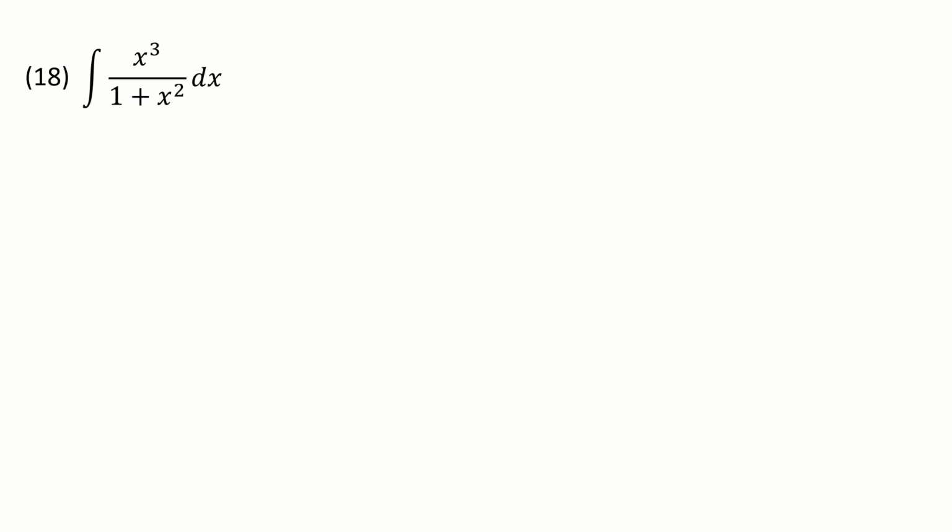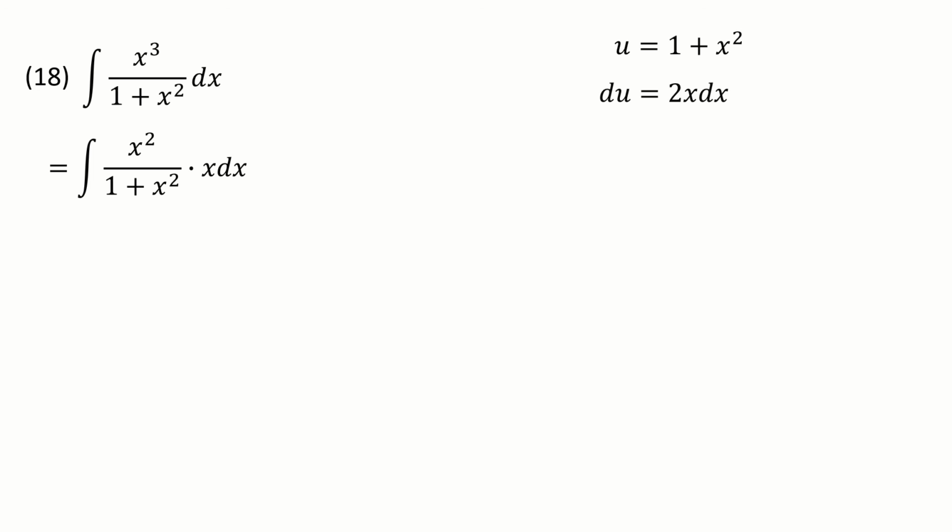Now let's look at problem 18. So we need to deal with a fraction here. Since the numerator is x cubed, the power is odd, so we use a substitution to solve this problem. First, we write it this way. Then we let u equal 1 plus x squared. So du equals 2x dx, and x dx equals half du. So we plug in and we got this expression.